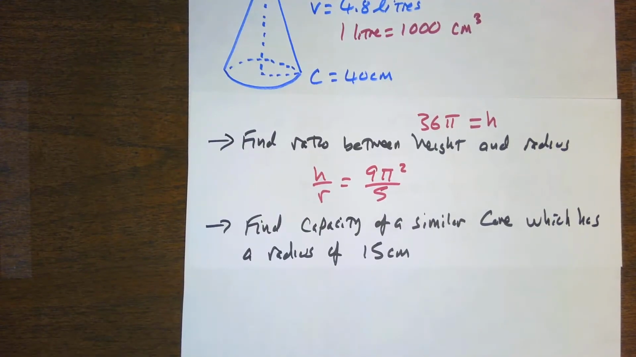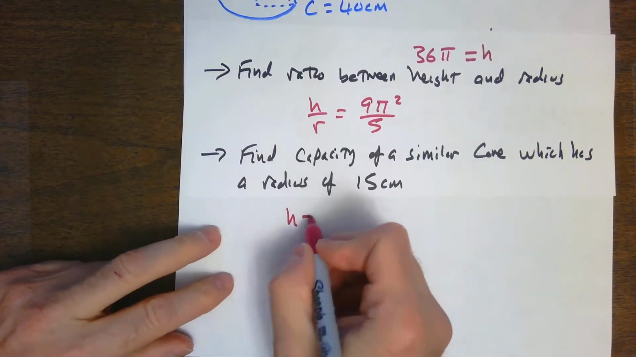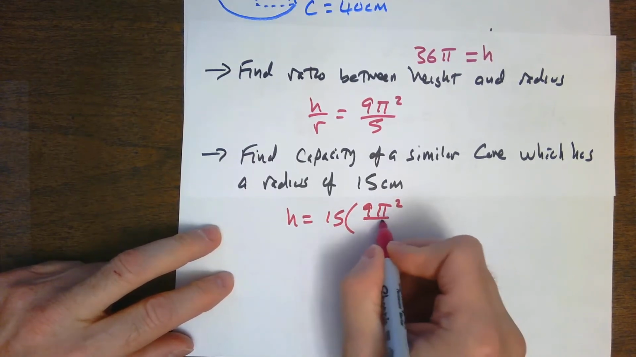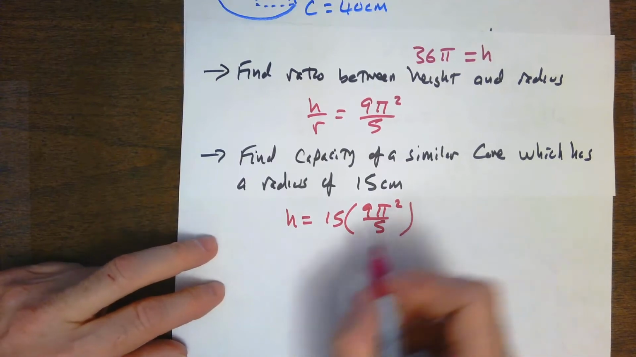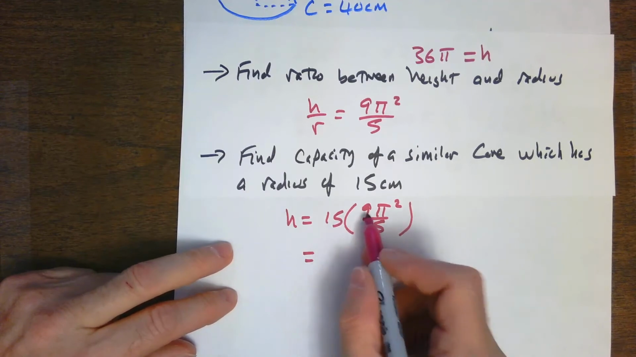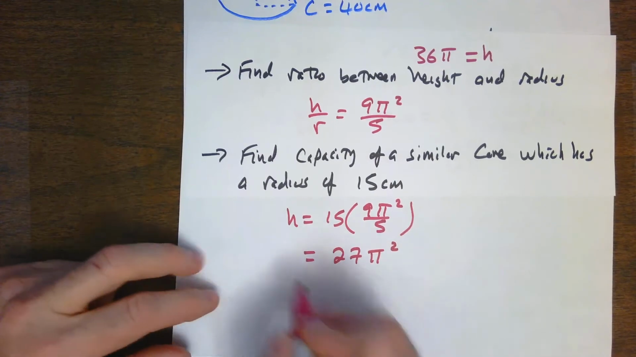A similar cone means that it's going to be, well, think about what the definition of similar means. All the angles are going to be the same. It's just going to be larger or smaller. So we didn't know the height. We could work backwards to find the exact height here. All right. So let's see. Height is going to be 15 times that 9 pi squared over 5, which gives me, that's 25, 3 times 9, 27 pi squared for the height.